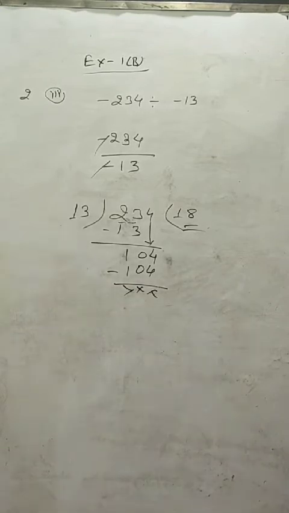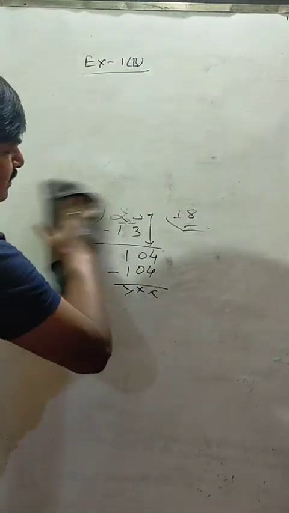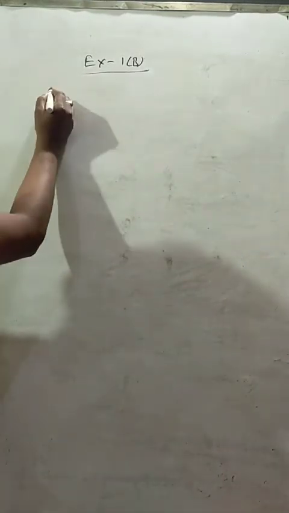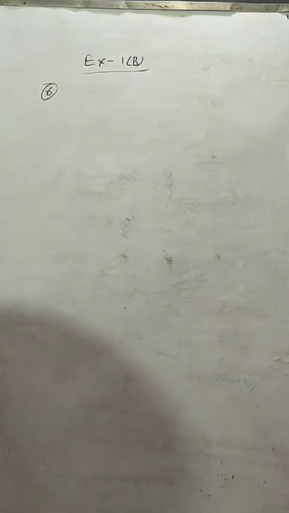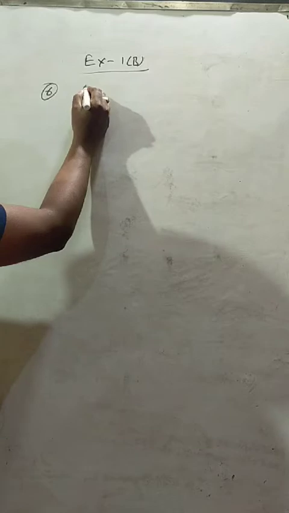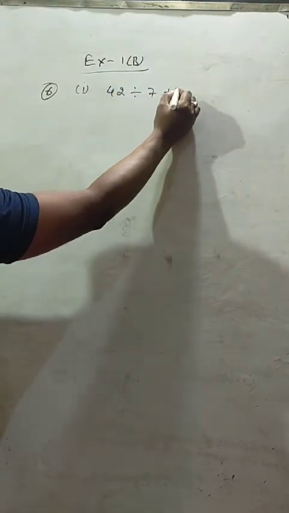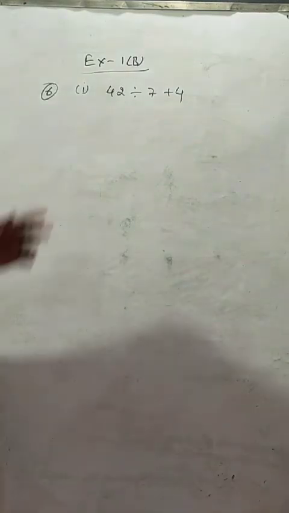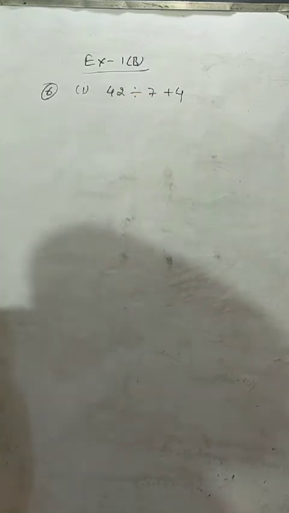Now students, I am explaining question number 6. It is a simplification. See, the first question of question number 6: 42 divided by 7 plus 4. Here two signs are present, division and addition.